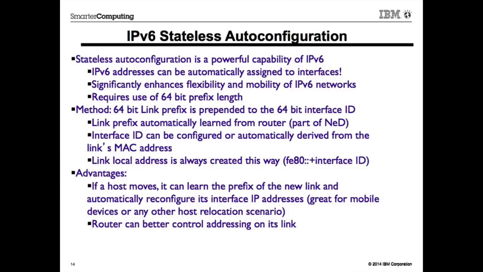Then you take the link prefix that's learned from the router, or it can be configured, and add that to the interface ID, and you have the global address for the interface. So the main advantage of IPv6 stateless auto configuration is that if a host moves, it simply learns the prefix of its new link and automatically reconfigures its interface IP addresses. This is great for mobile devices or any other host relocation scenario. It also allows the router to better control addressing on the link because the router tells you what the prefix is and you use that to configure your IP addresses.